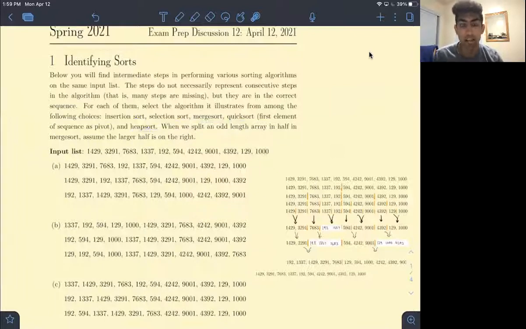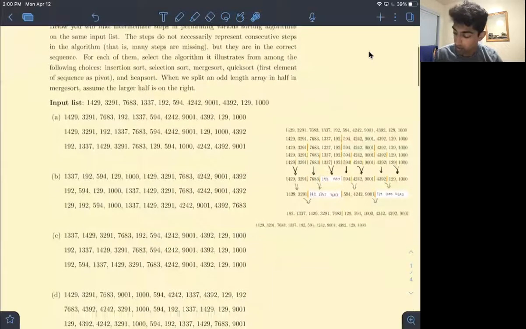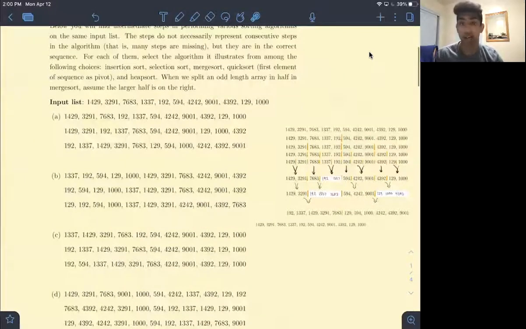Okay, and it says when we split an odd length array in half in merge sort, assume the larger half is on the right. So just to recap, we are given this input list, okay? And then for each one of these parts, we're given a series of steps in a sorting algorithm. And our task is to figure out what sorting algorithm it is for each part, okay? So let's just get started with part A.